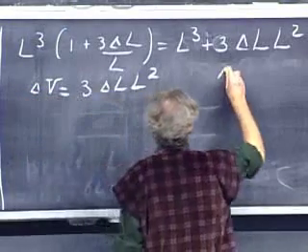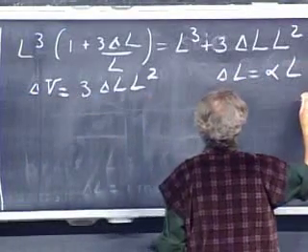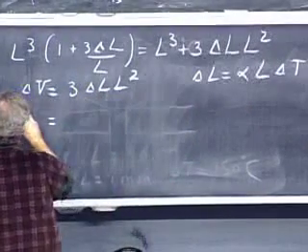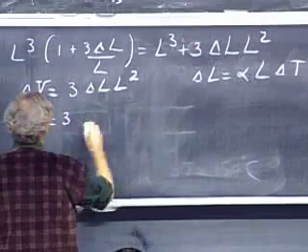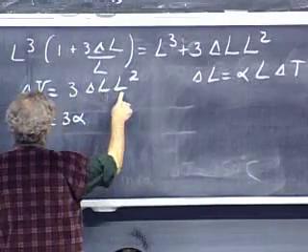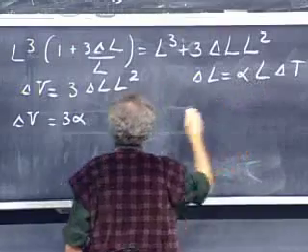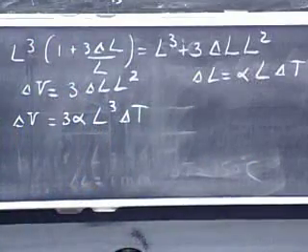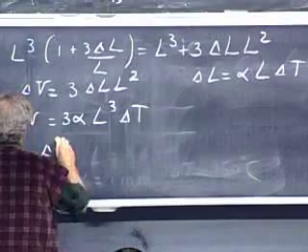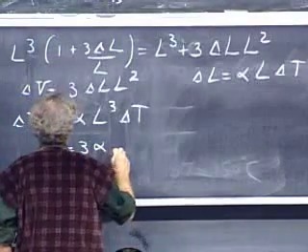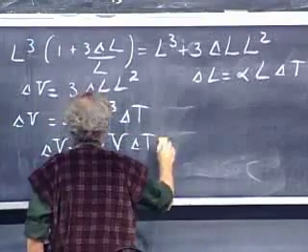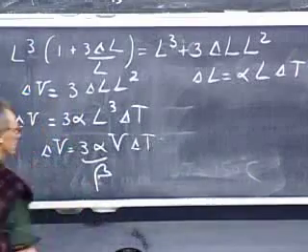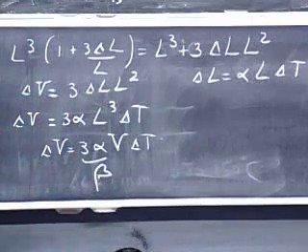But I know that delta L equals alpha times L times delta T. And so I can substitute that in here. And so I find that delta V equals 3 alpha times L squared times L, that is L cubed, times delta T. But L cubed was the old volume. And so I now find that delta V equals 3 alpha times the old volume times delta T. And this one is often called beta. Beta is the cubical expansion coefficient as opposed to the linear one.